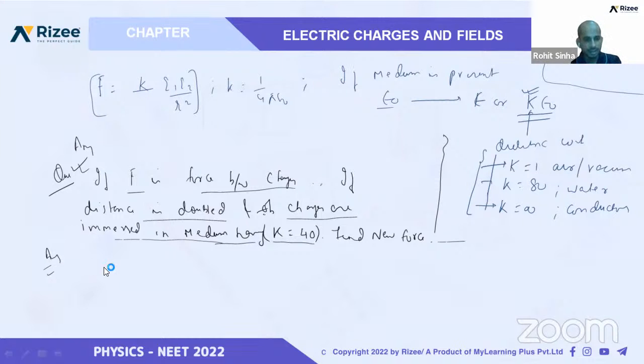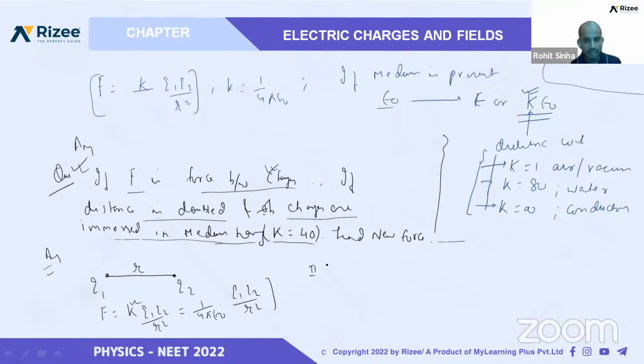Now, let me discuss this question. Suppose we are having two charges. Since it is not given whether the charges are equal or unequal, we will assume them unequal, Q1 and Q2. If the distance between them is r, we know that F is equal to k Q1 Q2 by r square, and we can replace this k and write it as 1 by 4 pi epsilon naught Q1 Q2 by r square. This is the first case.